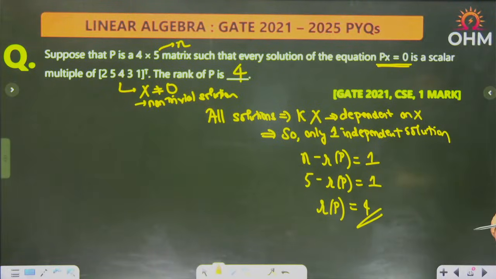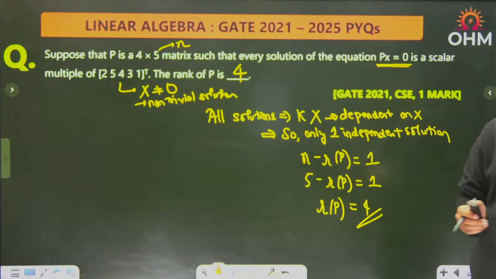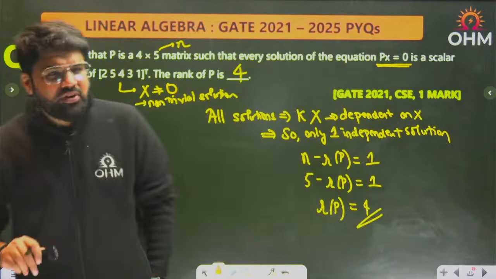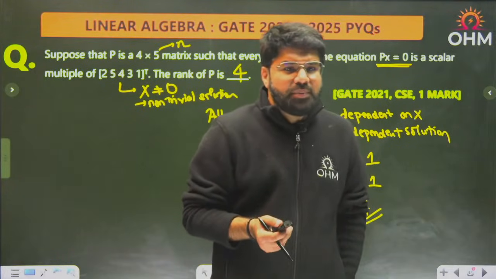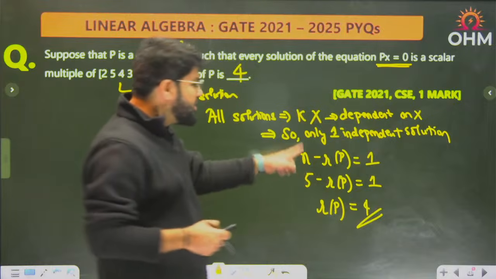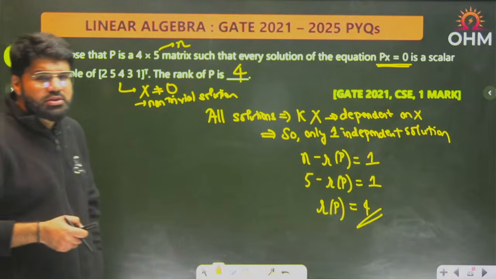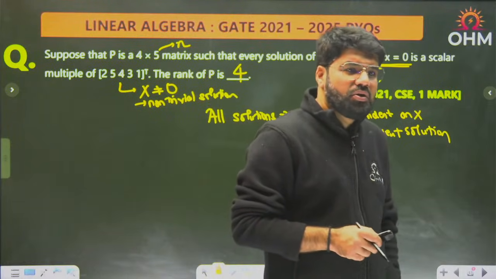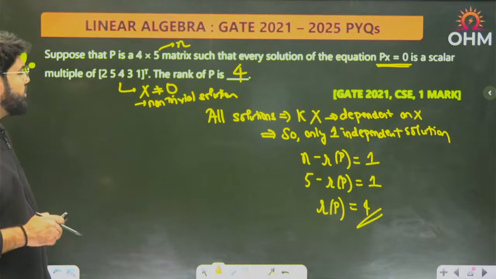Everybody just correct your answers and let me know if there is still any confusion, because every solution is a scalar multiple of this. That means every solution is dependent on only one vector x. So only one independent solution, and the number of independent solutions is given by the formula n minus r. N has to be taken as 5, the number of columns. Okay now? Shadow, any more confusion or all okay? Right, the rank has to be 4. The correct answer, rank will be 4 here. Next question.